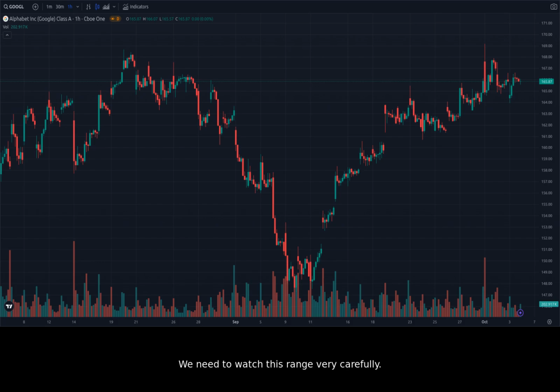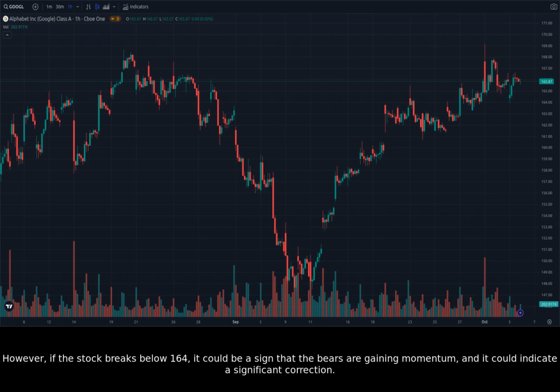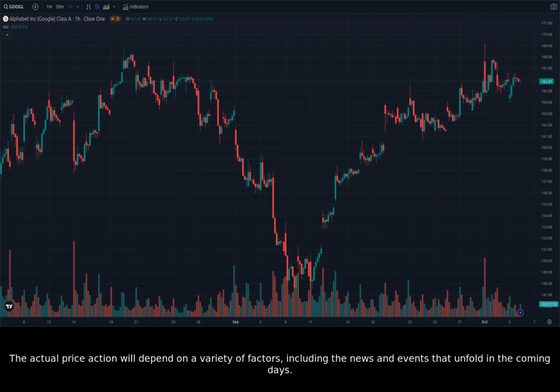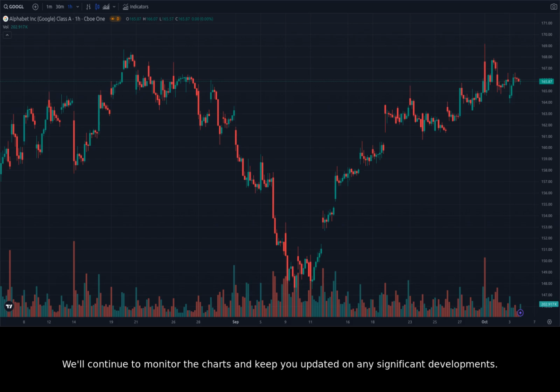We need to watch this range very carefully. If the stock breaks above 165, it could be a strong signal that the bulls are back in control. However, if the stock breaks below 164, it could be a sign that the bears are gaining momentum, and it could indicate a significant correction. It's important to remember that these are just technical predictions. The actual price action will depend on a variety of factors, including the news and events that unfold in the coming days. We'll continue to monitor the charts and keep you updated on any significant developments.